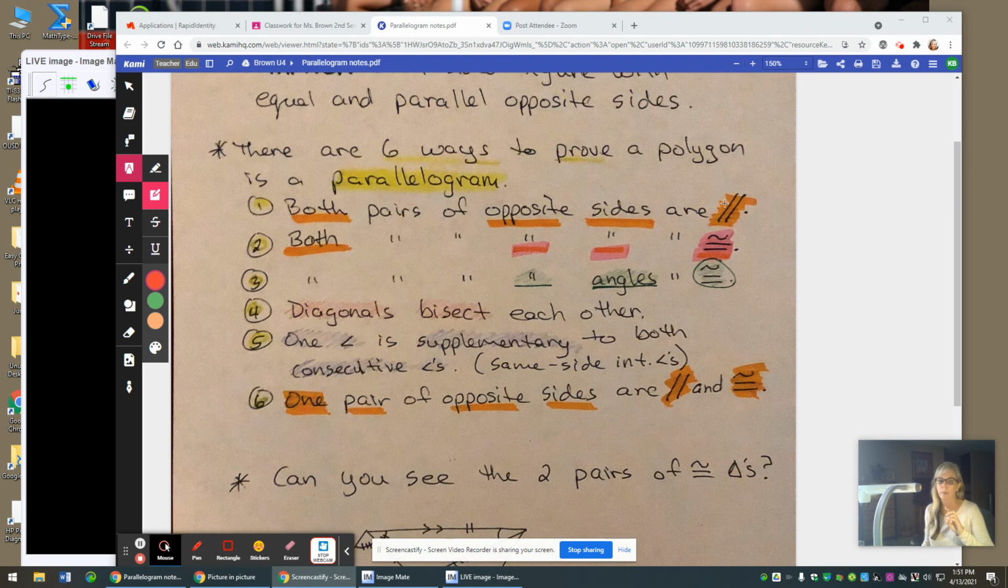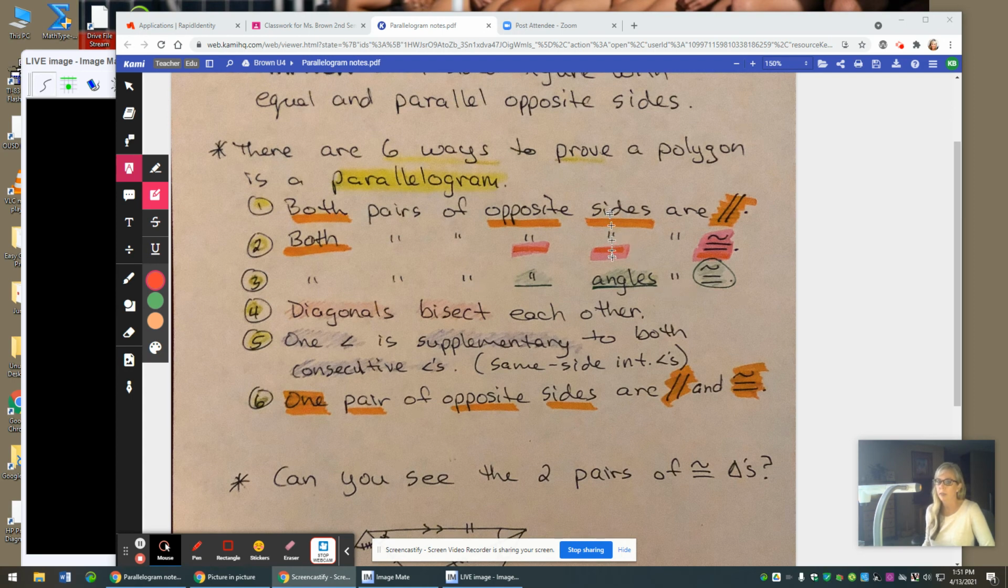This symbol means parallel. Another is if both pairs, this means ditto, these little double marks here. Ditto means I was too lazy to write the word right above it. So number 2 is both pairs of opposite sides are congruent. So if either both pairs of opposite sides are parallel or both pairs are congruent, it's a parallelogram. Or another way you could do it is if both pairs of opposite angles are congruent.